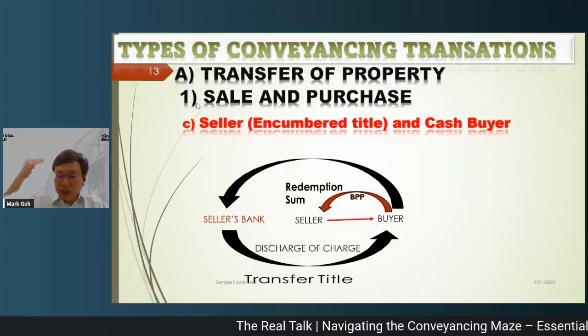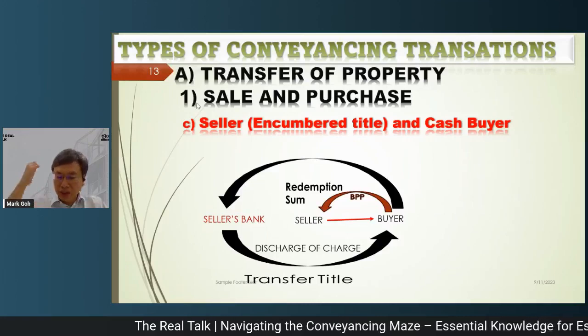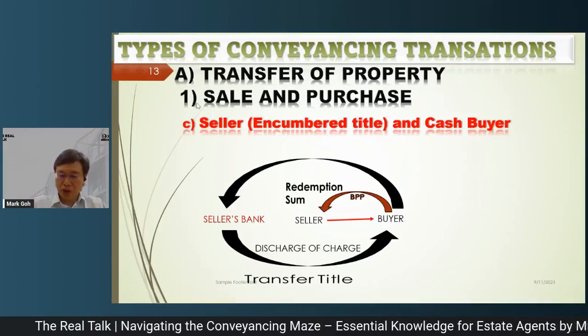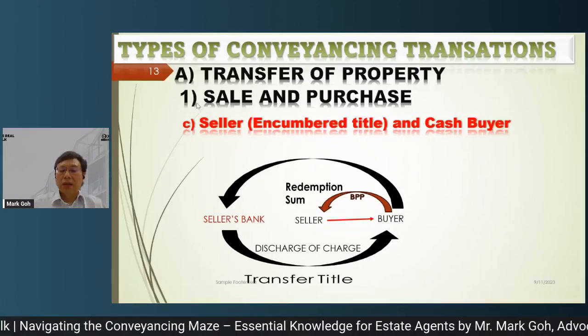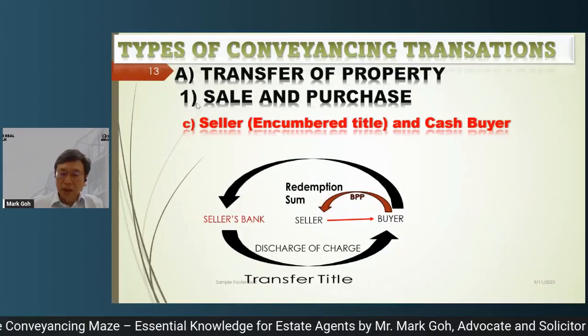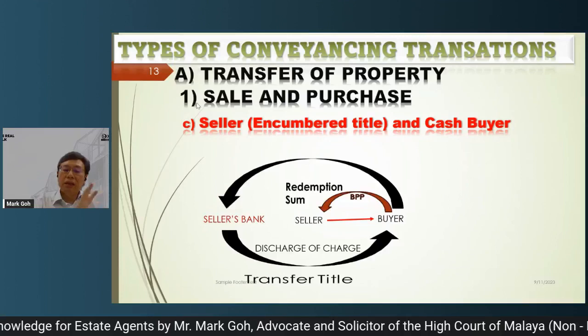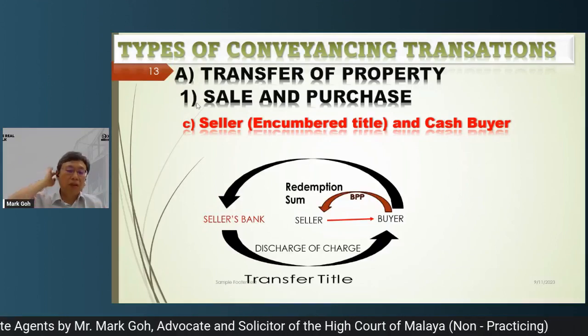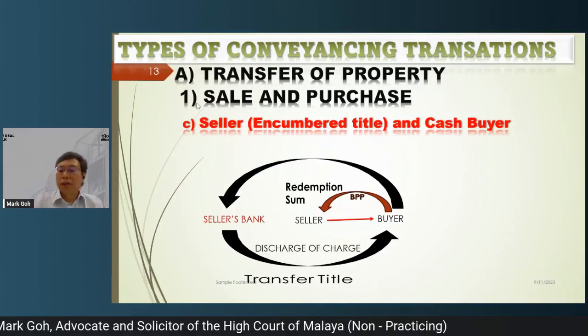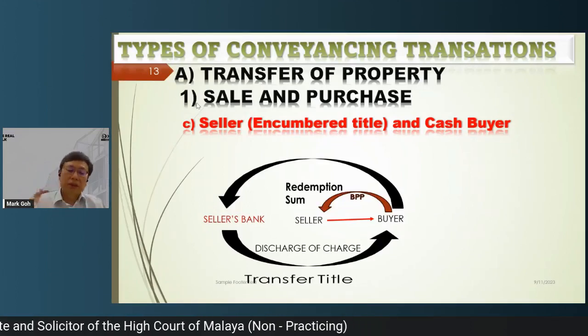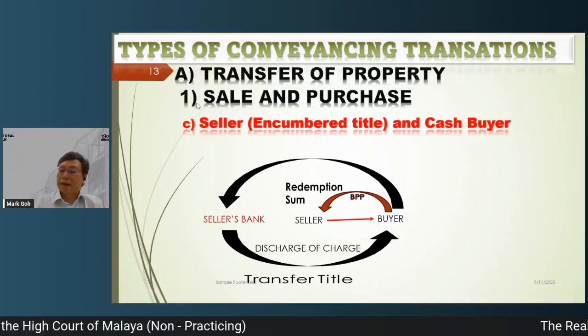The buyer will discharge the charge, the bank's charge, right? And immediately do a transfer to himself. Bank takes the money, he will release the document. He will release it directly to the buyer. Balance purchase price paid to the seller, done. Right?